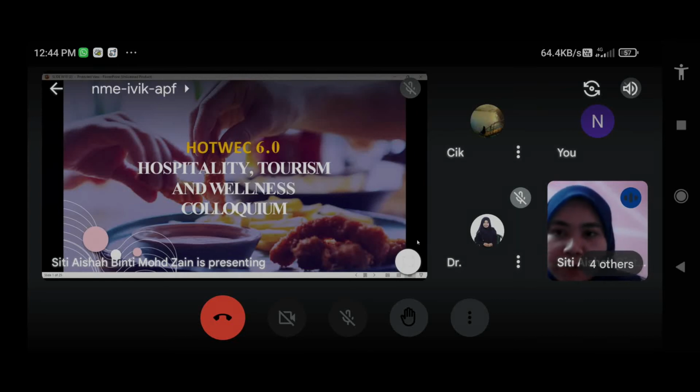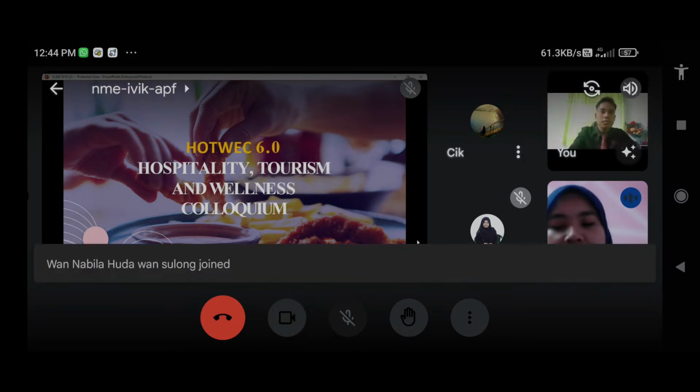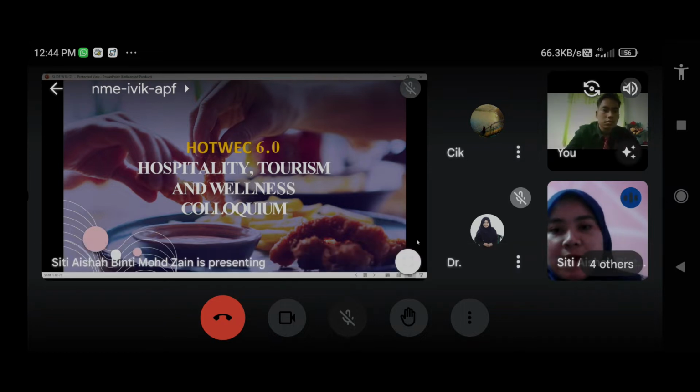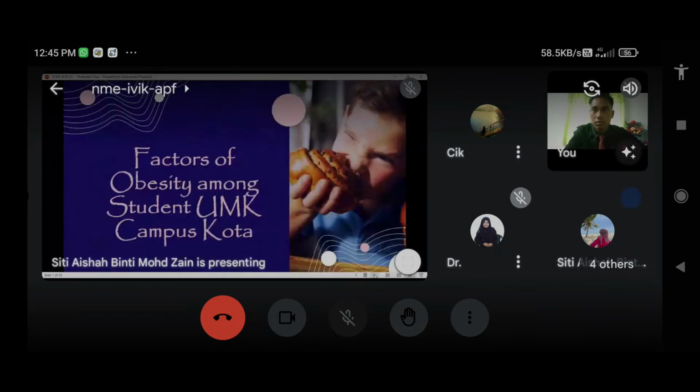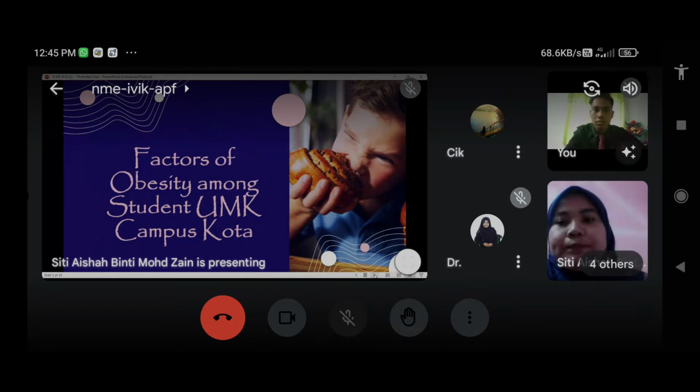Nureliza binti Muhammad Yasin and Cik Nurul Azwa binti Muhammad Kadri. We are from group W19. Today, we will present our final year project 2. The title is Factor of Obesity Among Student UMK Campus Quota.